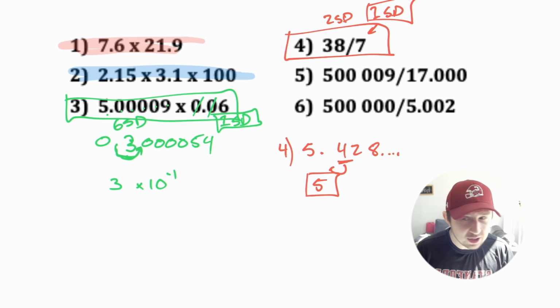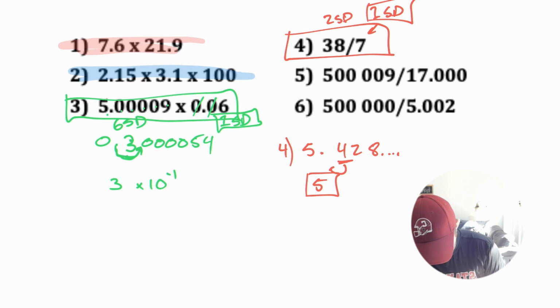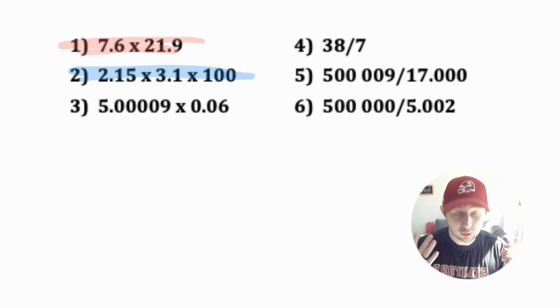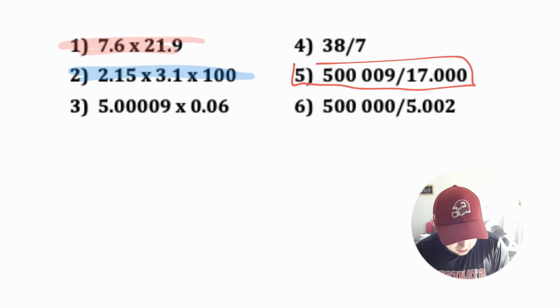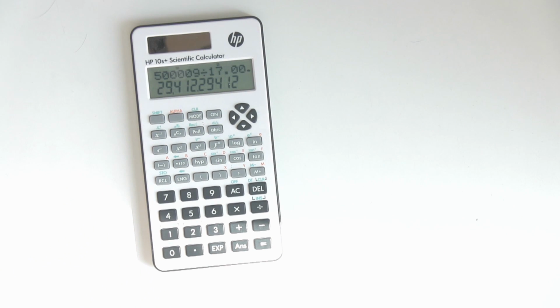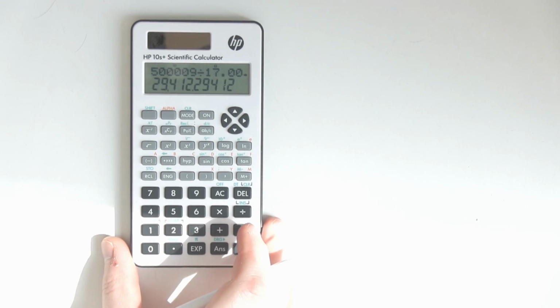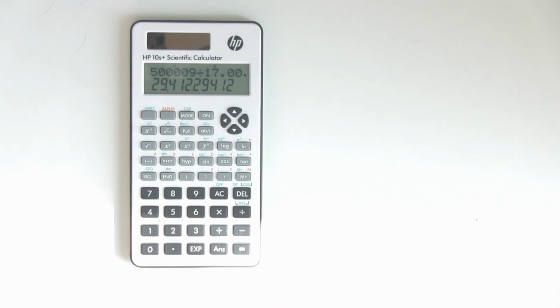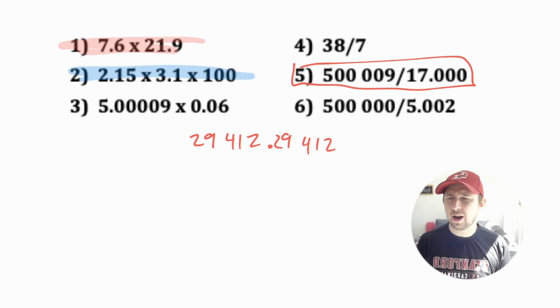All right, let's do these next 2 real fast here. I'm just going to get rid of these guys here. All right, so let's try number 5. Here you go. Ready? Go. All right, so I punched that into my calculator. Here's my calculator here. And so what I got was this number, 29,412.29412. All right, so there's my answer there.